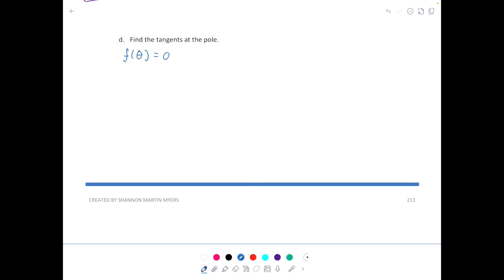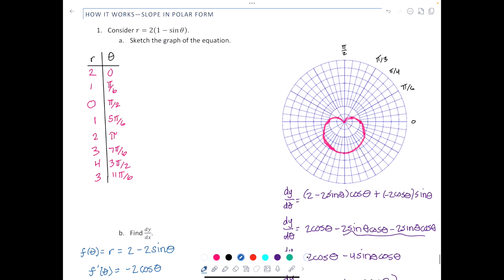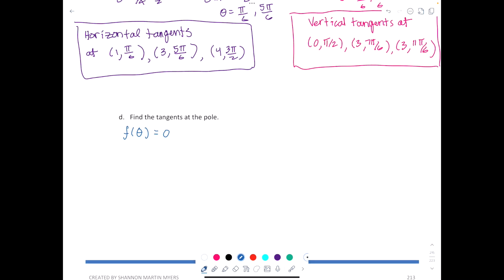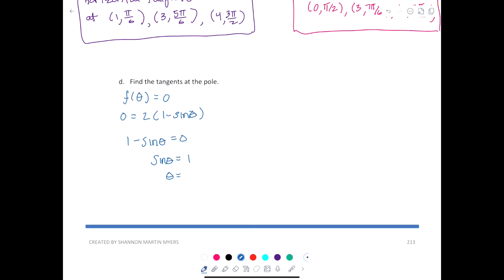So remember that f of theta originally started out as, what was it? 2 times 1 minus sine theta, right? So 0 equals 2 times 1 minus sine theta. Well, 2 is not the 0 factor, so let's look at 1 minus sine theta is 0. Sine theta would be 1, because you would have gotten negative sine theta is negative 1, and then you would have multiplied by the negative. And then theta is pi over 2, which makes it the alpha that they're talking about in the theorem.